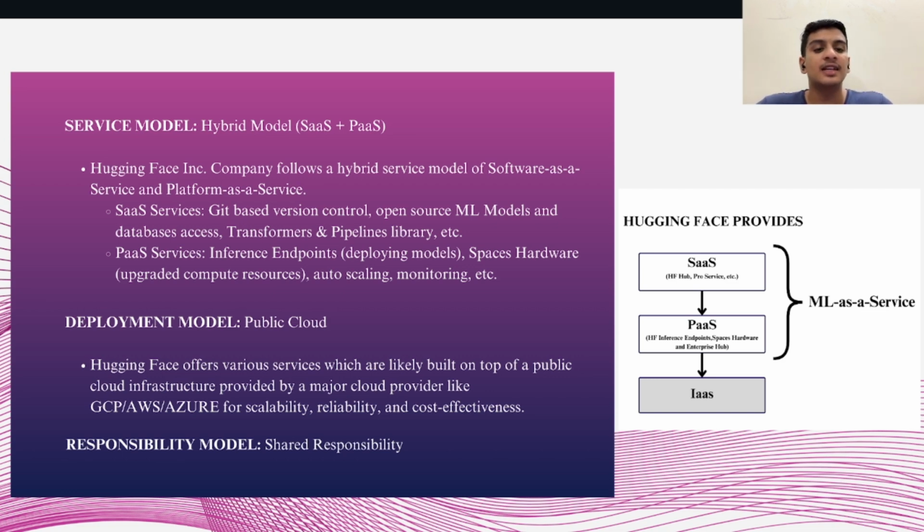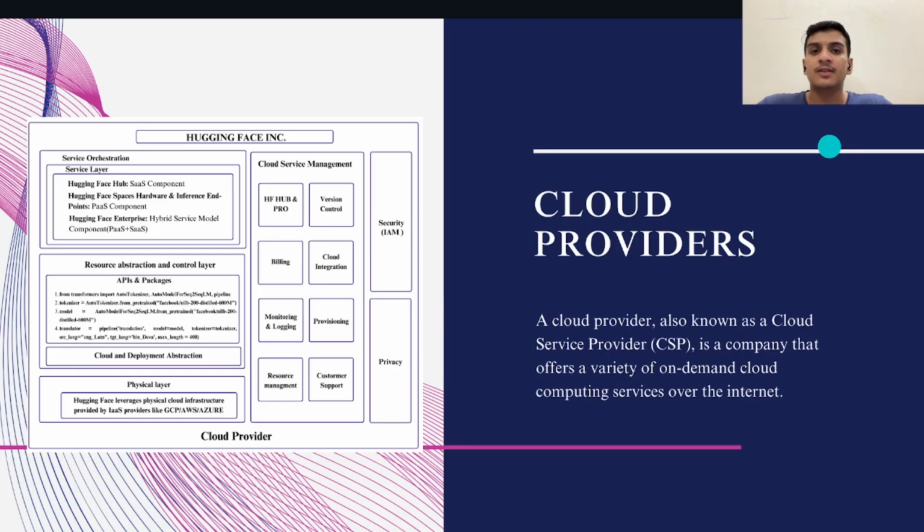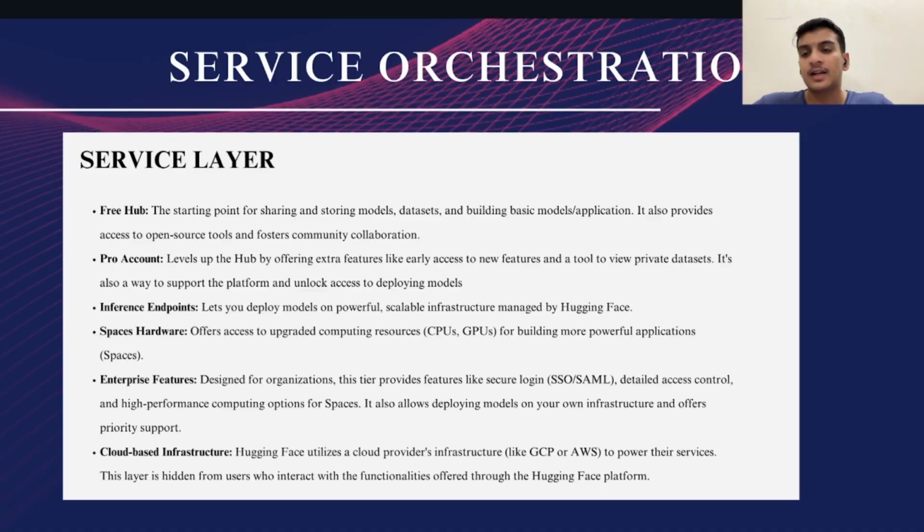So, in the end, we can say that Hugging Face provides ML as a service as a niche, which is a combination of software as a service and platform as a service. There are five major cloud actors, and the first of them is the cloud provider. The cloud provider is a company that offers a variety of cloud services to the consumers. In the service orchestration, there comes the service layer. It consists of various services which the provider gives to the consumer. First of them is Model Hub, where people can share their ML models and datasets all over the internet.